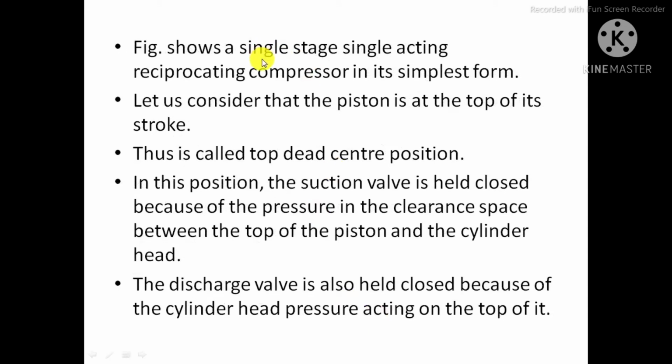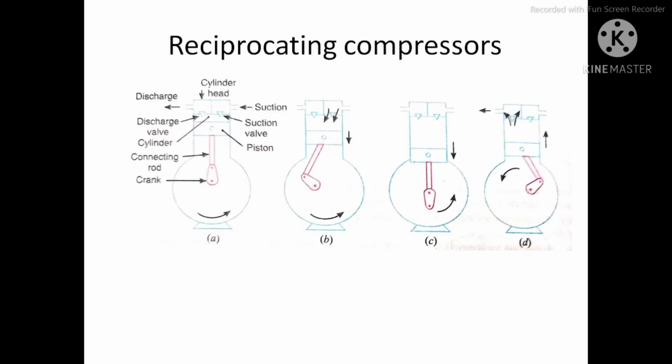The figure shows a single stage single acting vertical reciprocating compressor in its simplest form. You can see in this diagram there is the cylinder head, the discharge and suction ports, a suction valve, a discharge valve, the cylinder, the connecting rod, then the crank, and then the piston. So these are some motions shown here.